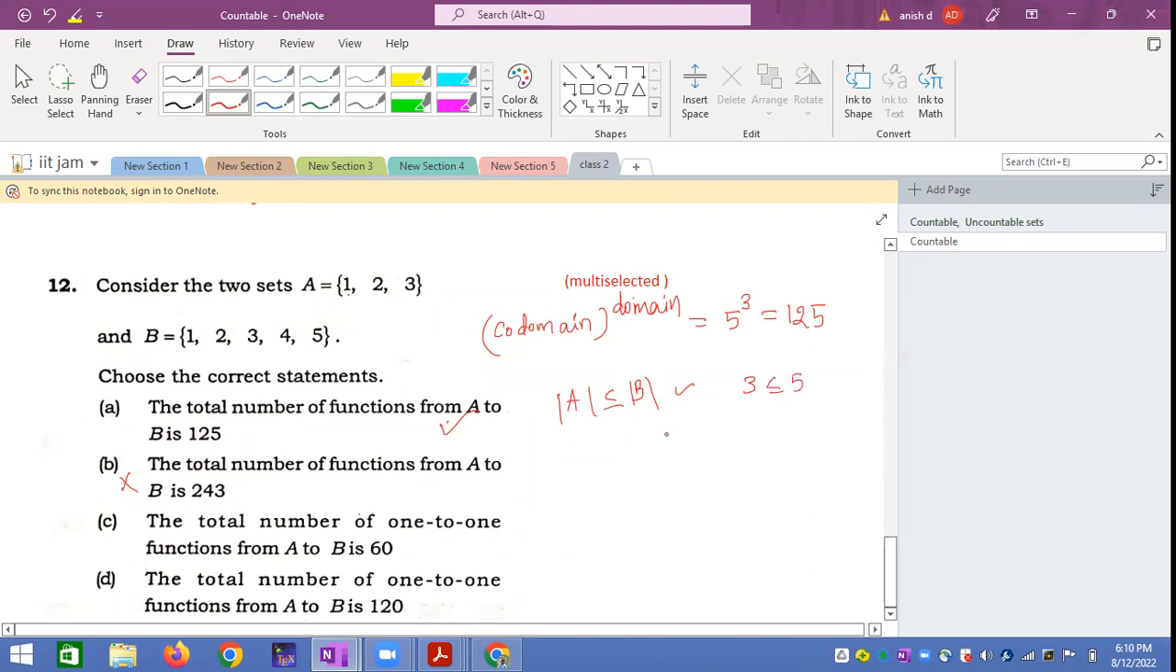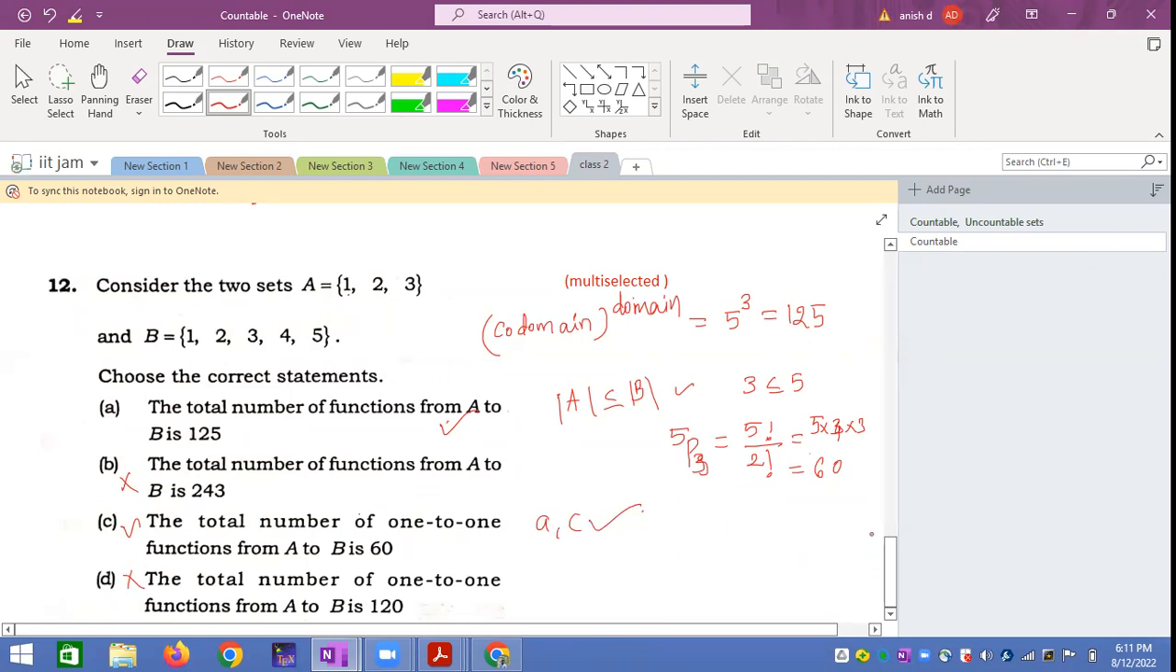Okay, what is the formula now? 5P3. What is 5P3? 5 factorial by (5 minus 3) factorial, that is 2 factorial. This is equal to 5 into 4 into 3, which is 60. The total number of 1-1 functions is 60. And the option saying the total number of 1-1 functions is 120 is the wrong answer. The correct options are A and C.